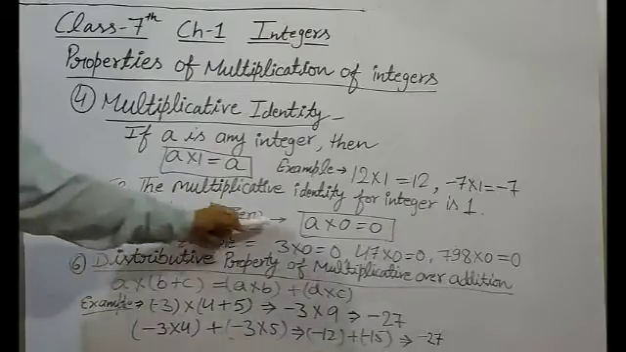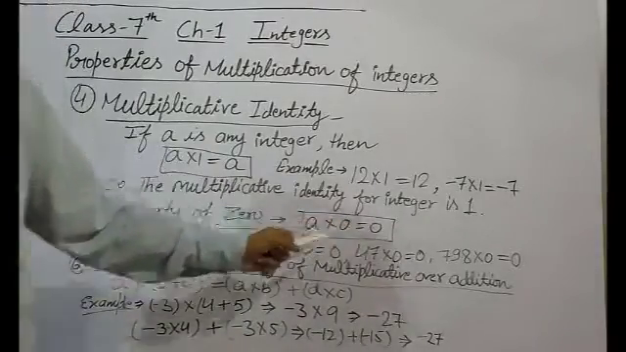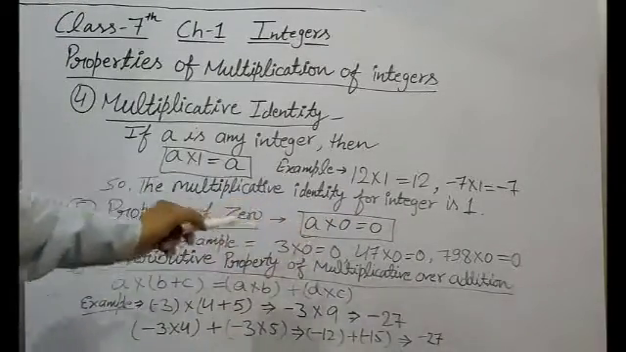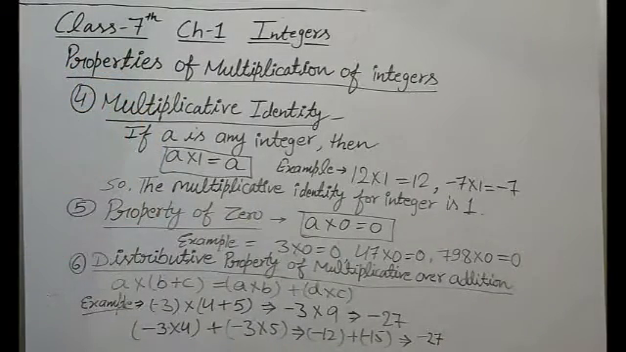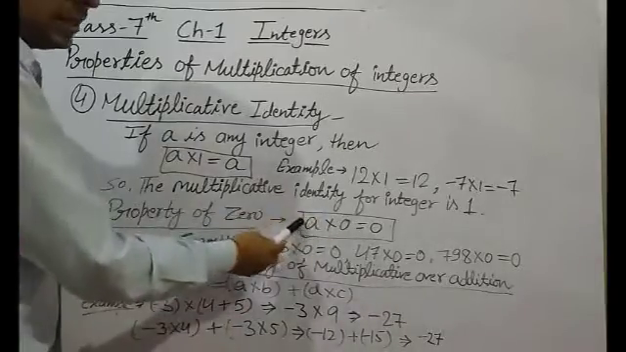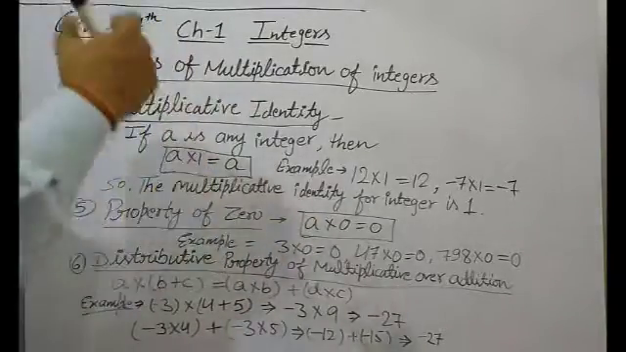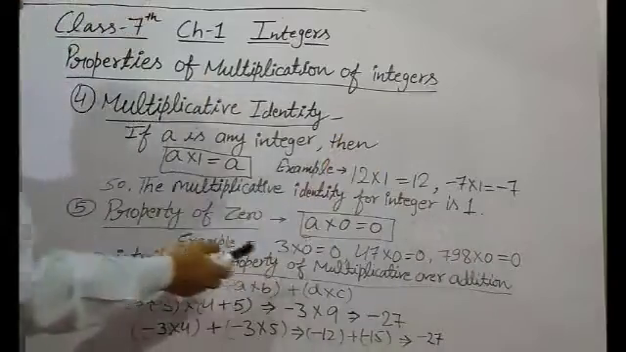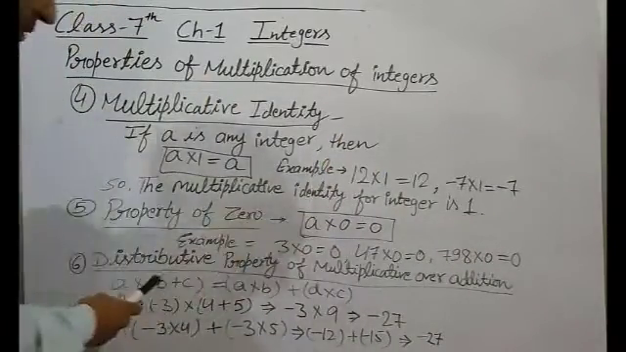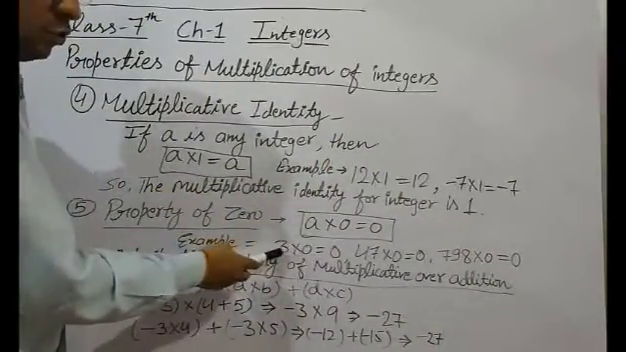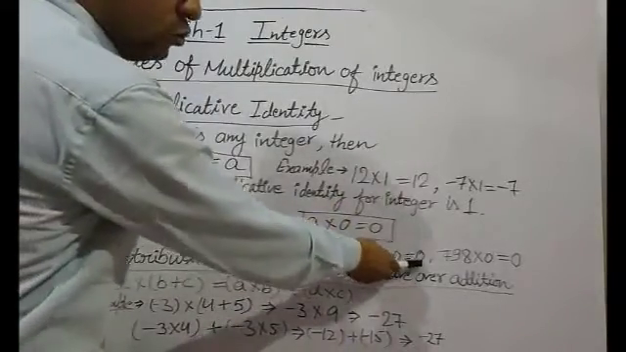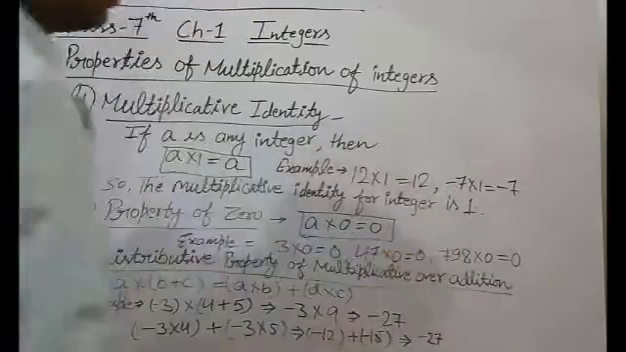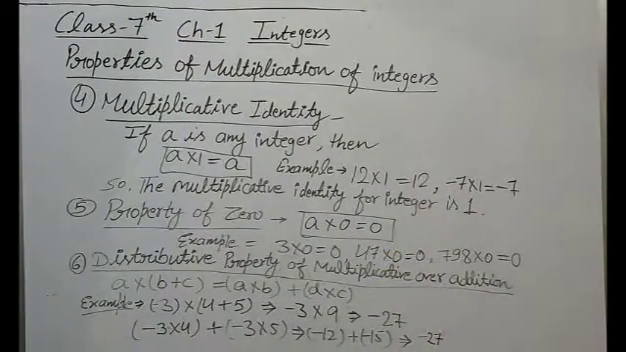Another property of 0. So a multiply 0 is equal to 0, where a is any integer. We know that very well. When we multiply any number by 0, we get 0. Whenever we multiply any number by 0, however large the number is, we get 0. So this is the property of 0 in multiplication. For example, when we multiply 3 by 0, we get 0. 47 multiplied by 0 is equal to 0 also. 798 multiplied by 0 is equal to 0. So 0 is the multiplicative property of 0.